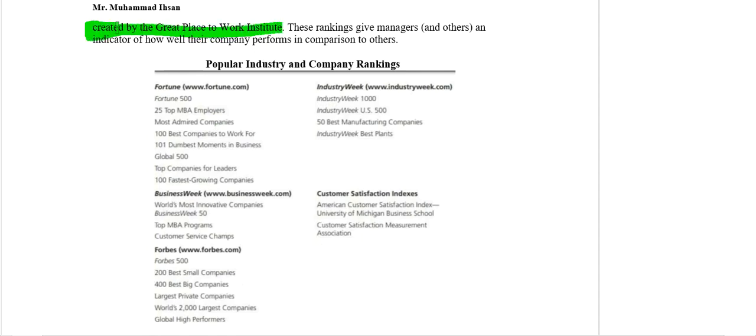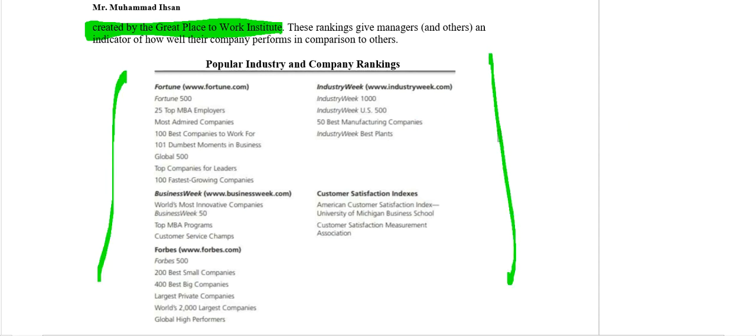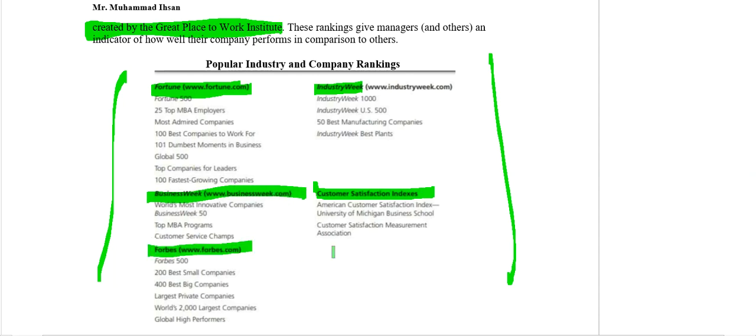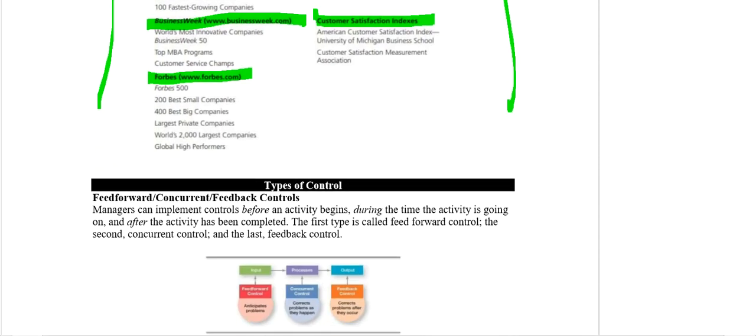So these are different organizations which find out the ranking of organizations, and we have seen different websites having the ranking of organizations. Here we have Fortune 500, we see Industry Week, we have the Customer Satisfaction Index, we have Business Week, or we have Forbes. So these are all the organizations which tell us about the ranking of the organization.